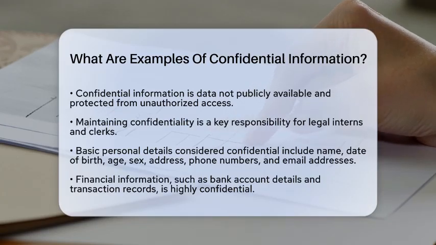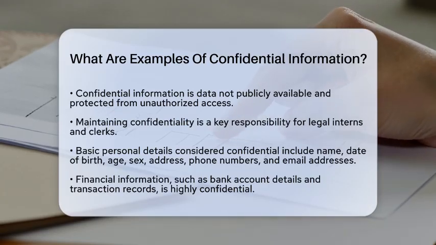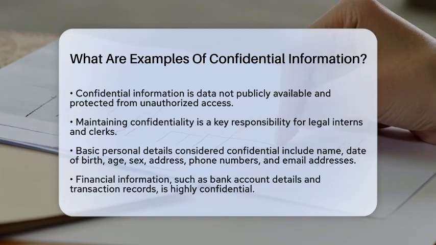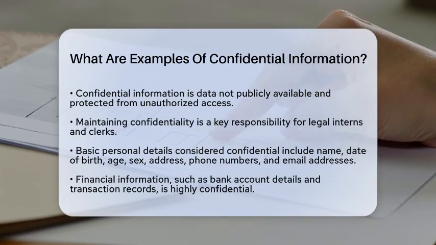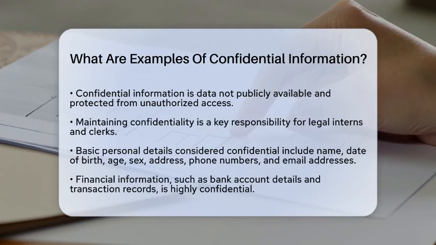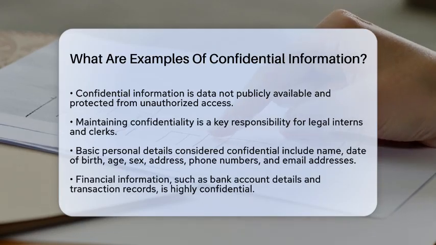First, let's look at basic personal details. This includes your name, date of birth, age, sex, and address. These identifiers are considered confidential and should be handled with care. Current contact details like phone numbers and email addresses also fall under this category.